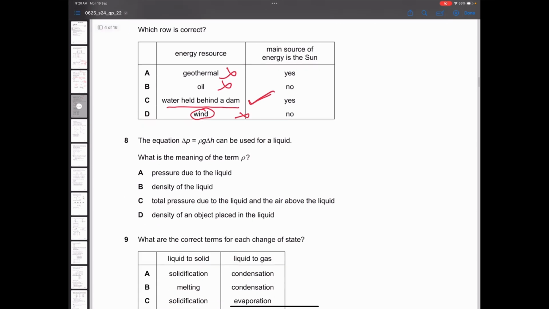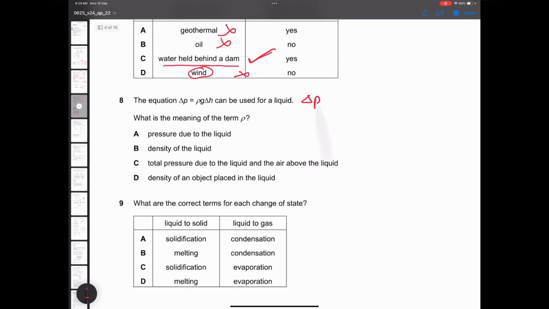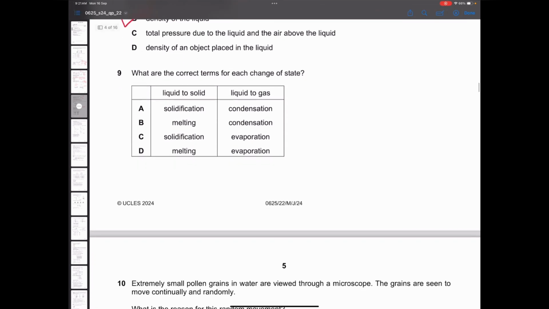Next question. This equation is: change in pressure is equal to density times gravitational acceleration times change of height. They are simply asking what this symbol is. This symbol is called rho and it signifies the density of the liquid. So the answer will be B.